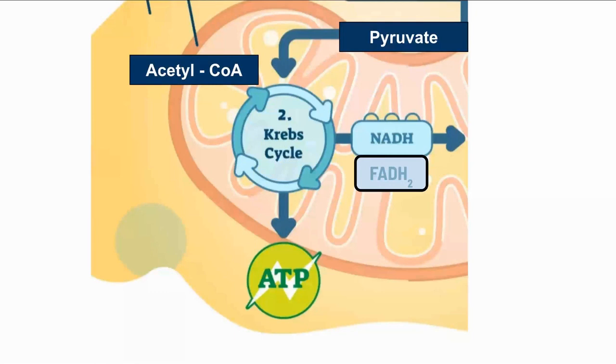This image shows what is happening during the Krebs cycle. We have pyruvate being transformed into acetyl CoA, which enters into the Krebs cycle, and then that gets transformed into our NADH, FADH2, which will then go on to power the third step of cellular respiration. And we also have the creation of ATP during the Krebs cycle as well.